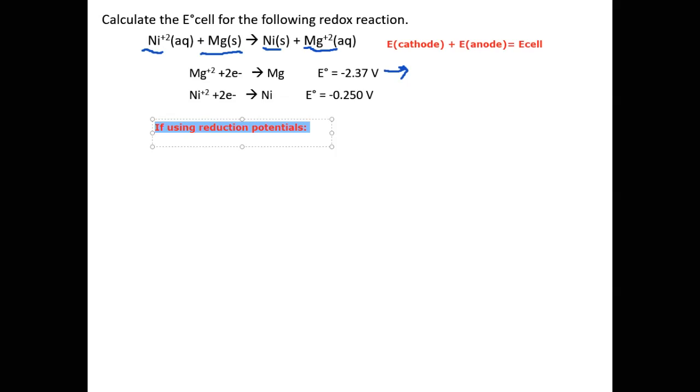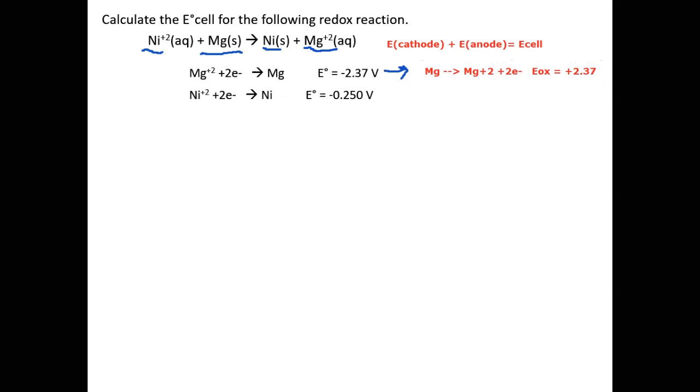And so magnesium is being oxidized, so we should write it as Mg gives Mg 2 plus plus 2 electrons. And so the E of oxidation would be positive 2.37. So magnesium is the stronger reducing agent, and nickel 2 plus in this case is the stronger oxidizing agent. So again, magnesium is the stronger reducing agent because it has the more negative reduction potential. Nickel 2 plus is the stronger oxidizing agent because it has the less negative reduction potential.